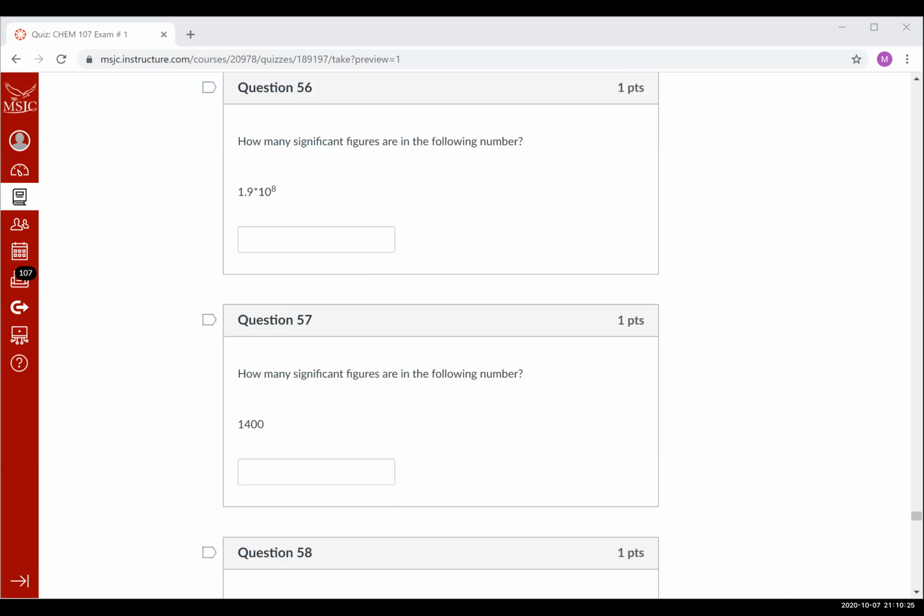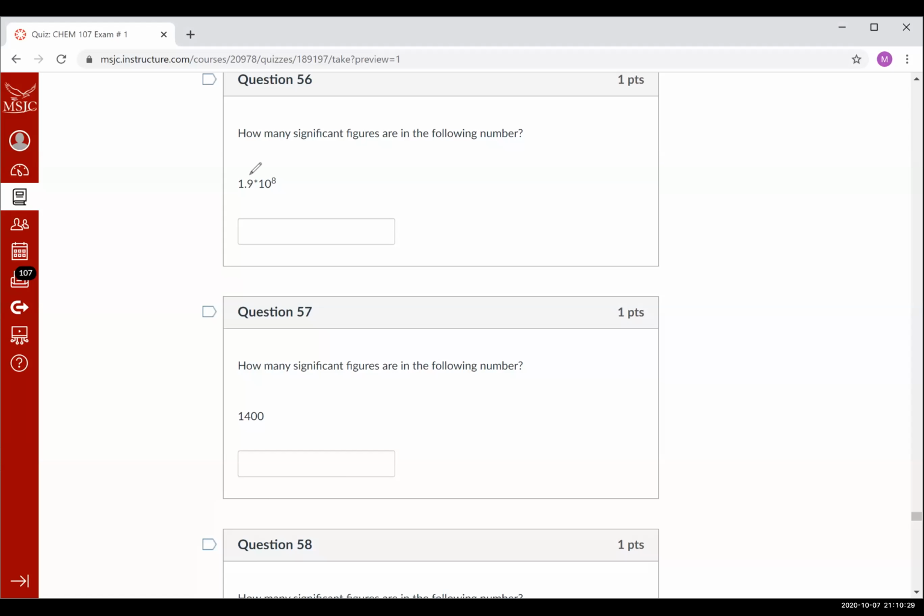So we're asked how many significant figures are in the following number. 1.9, I see 2 non-zero digits, so this would have 2 sig figs. 1400, these trailing zeros are not significant. These zeros are after a non-zero number, but not in between non-zero numbers or between a number and a decimal point. So this number only has 2 significant figures.